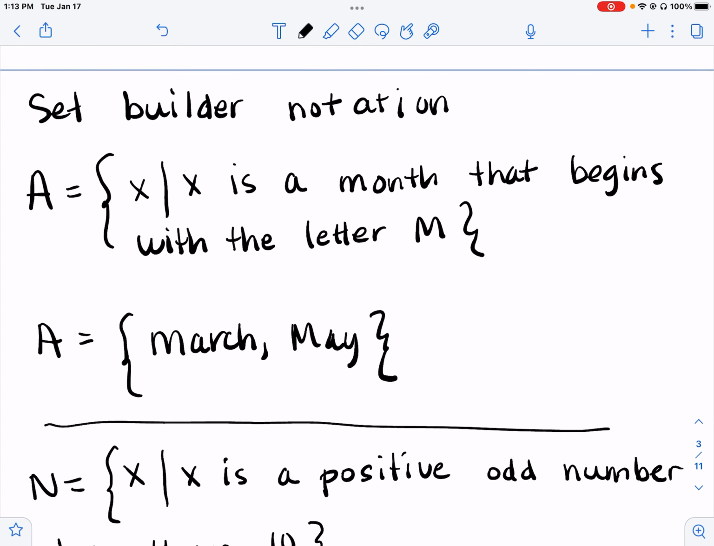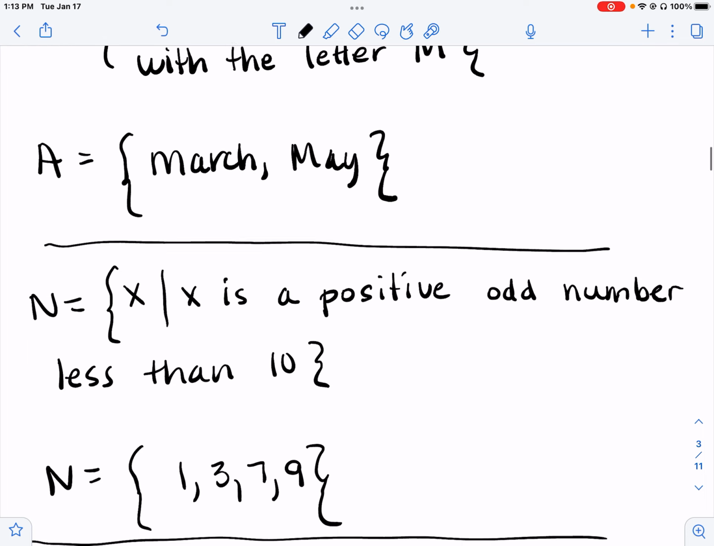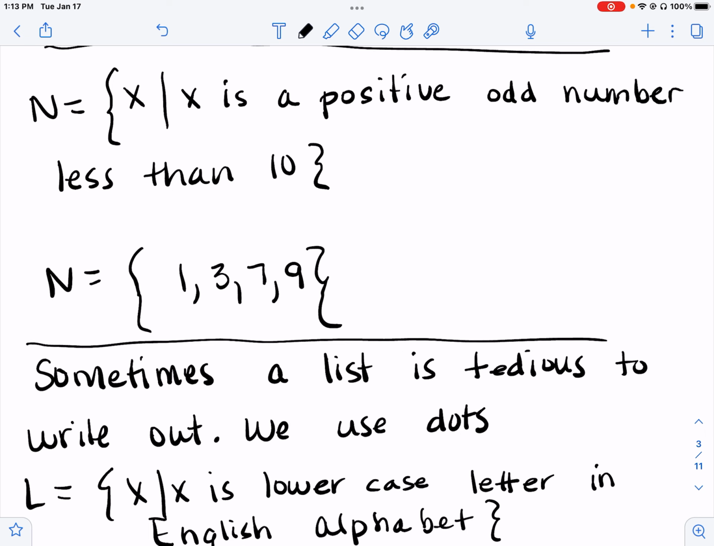Set builder notation. We have A and then our open set notation, X, such that X is a month that begins with the letter M. So that would be March, May. N, the open set notation, X, such that X is a positive odd number less than 10. N would be 1, 3, I forgot the number 5. N would be 1, 3, 5, 7, 9.